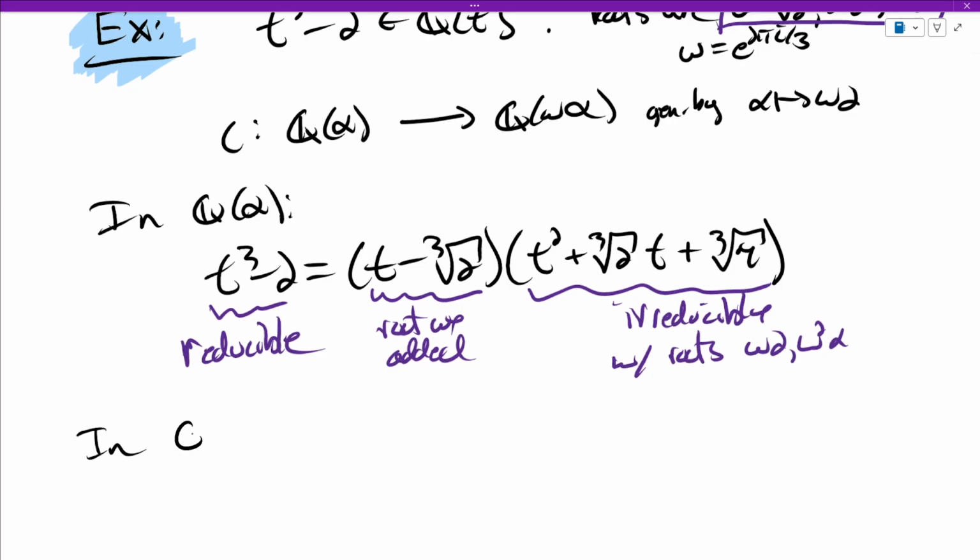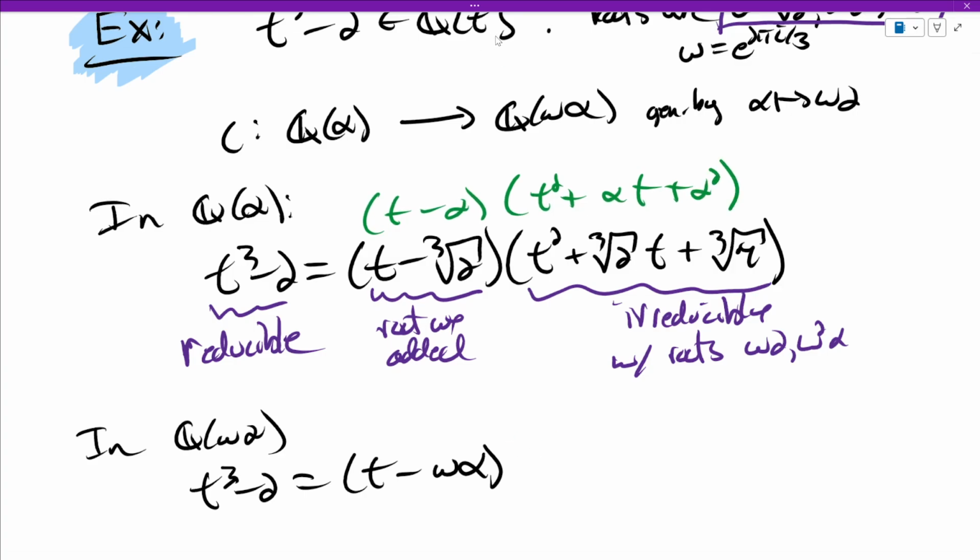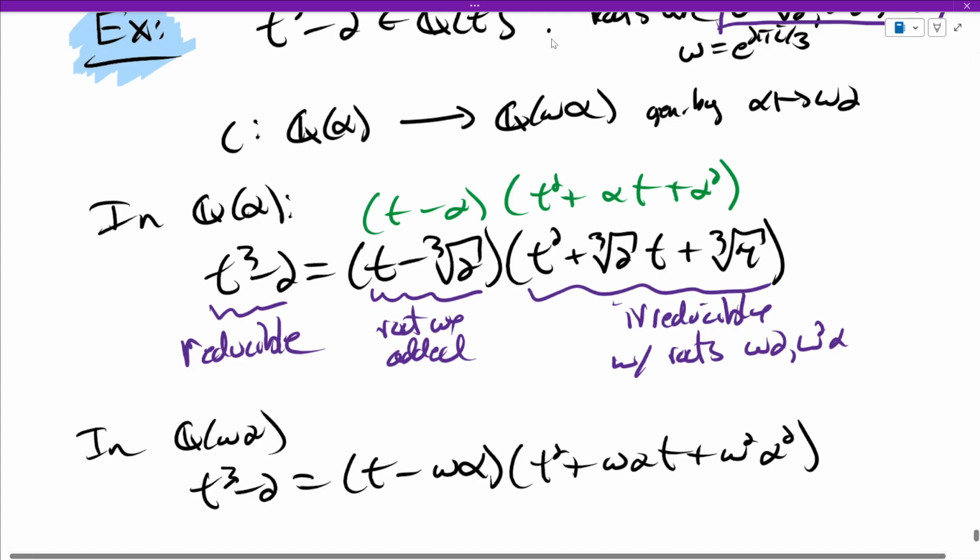Great. Now in Q adjoin omega alpha, t cubed minus 2 is also going to factor, only we're not adding in the cube root of 2, we're adding in omega times the cube root of 2. I'm going to actually leave them as t minus alpha, t squared plus alpha t plus alpha squared. And this one's going to be t minus omega alpha, t squared plus omega alpha t plus omega squared alpha squared. All right, cool.